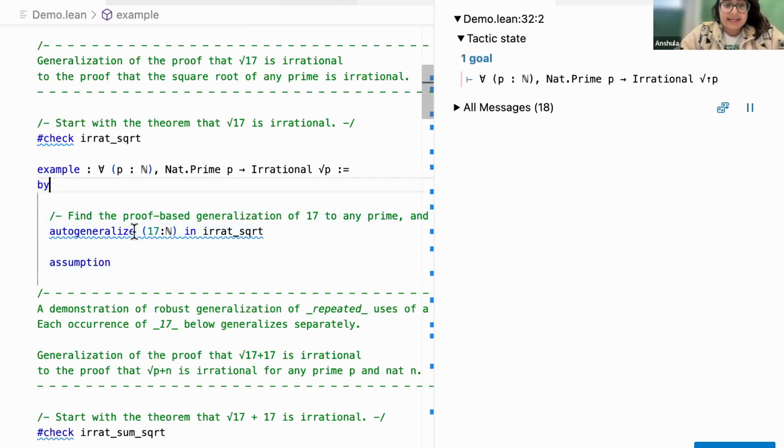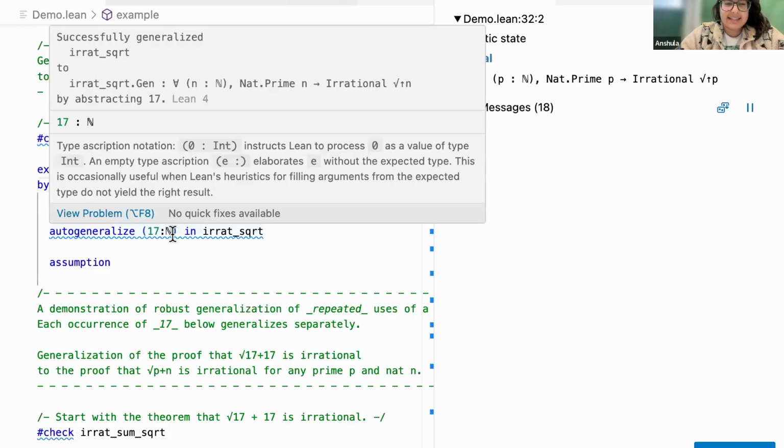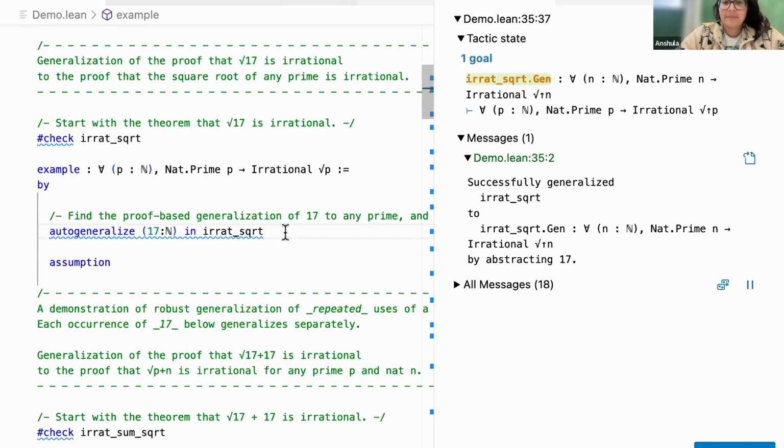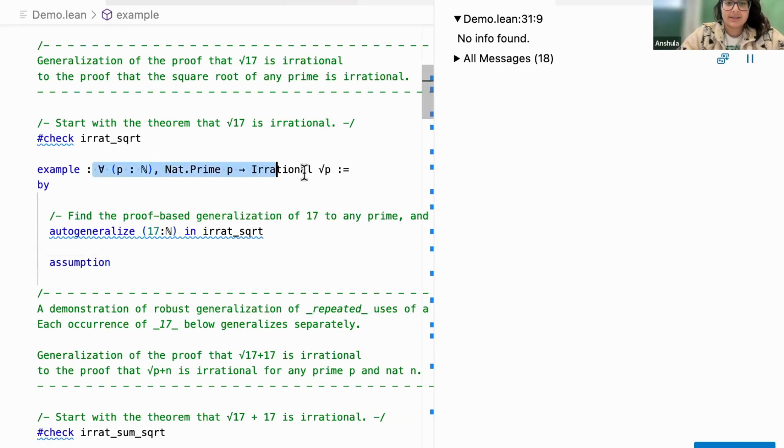Now we can run our tactic called auto-generalize on this proof, and we say we want to generalize the 17 in the above theorem, irrat sqrt. And we can see that the running of this tactic adds a new theorem to the context that says for any natural number that is prime, the square root of that number is irrational. And so just to show that there's no kernel errors and this is actually a valid proof, we can use assumption to close out this proof.